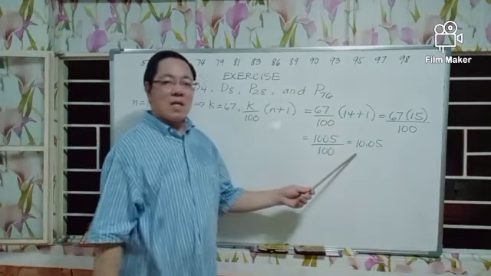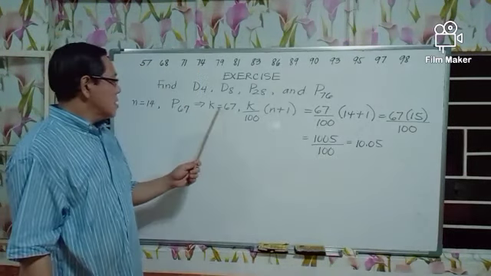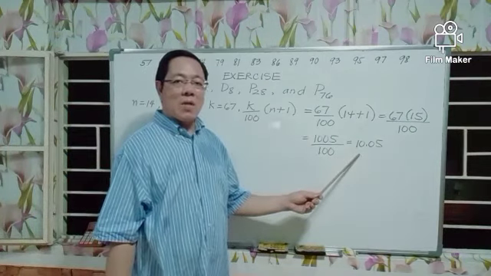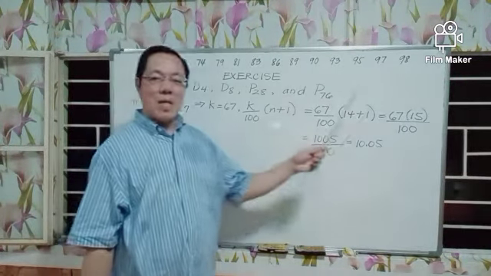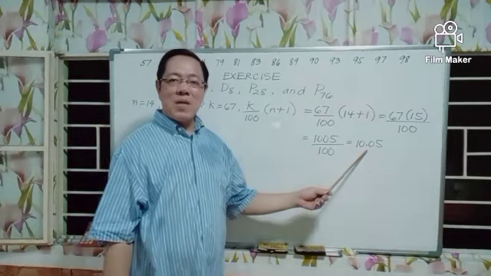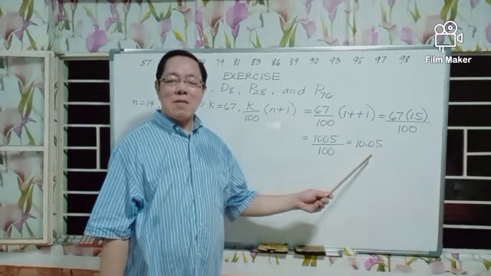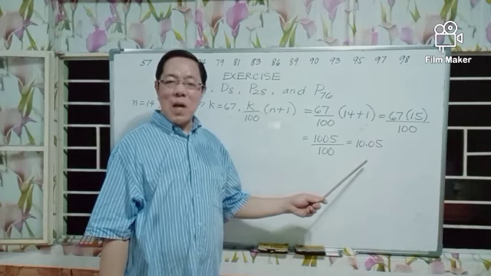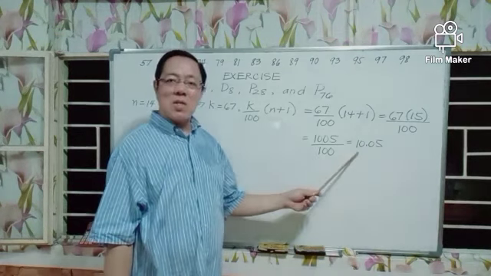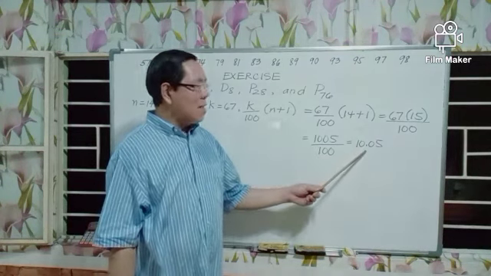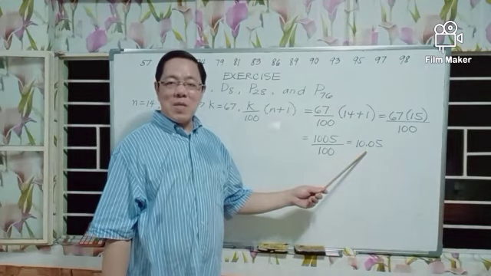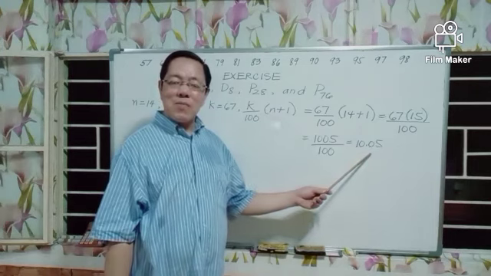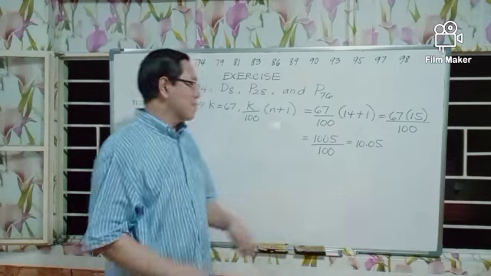10.05 means that the value of the 67th percentile is between the 10th value in this arranged set of values and the 11th value. The largest positive integer or largest whole number that is less than 10.05 is 10, and the smallest positive integer or smallest whole number that is greater than 10.05 is 11.